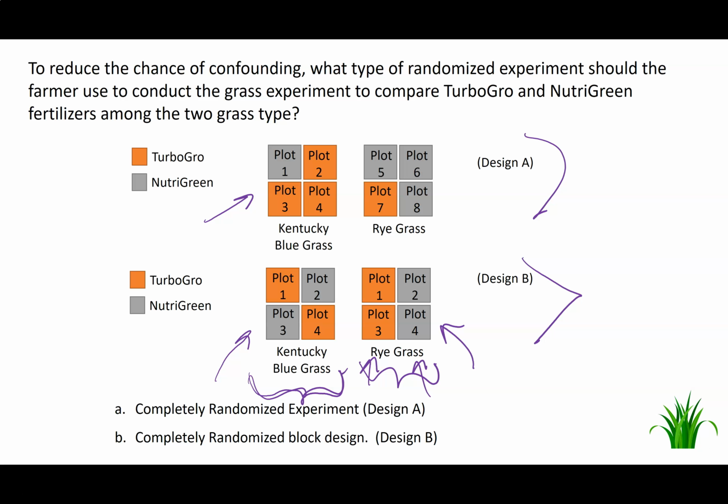This is going to be the one we want because this way we can guarantee that half of each type of grass has each fertilizer. Without it, it's really, really difficult to. Here, I would still be at odds to really definitely say that it was the fertilizer making the difference when you have 3 out of 4 plots being one type of fertilizer.